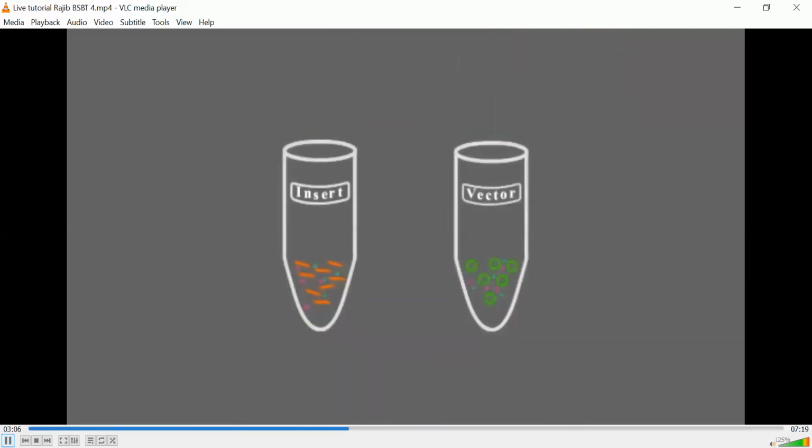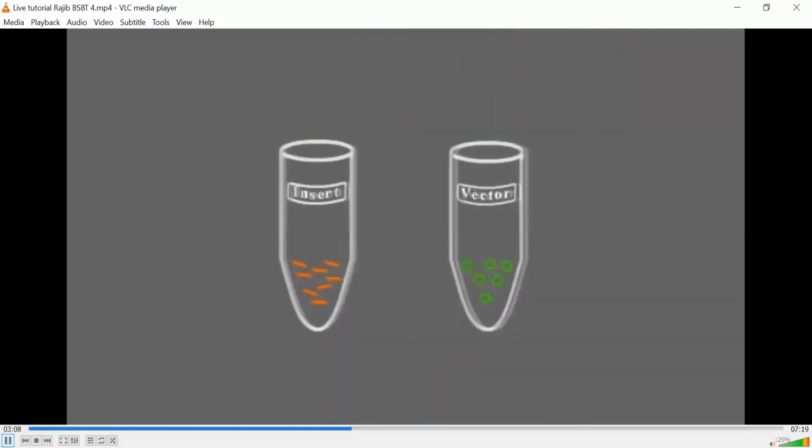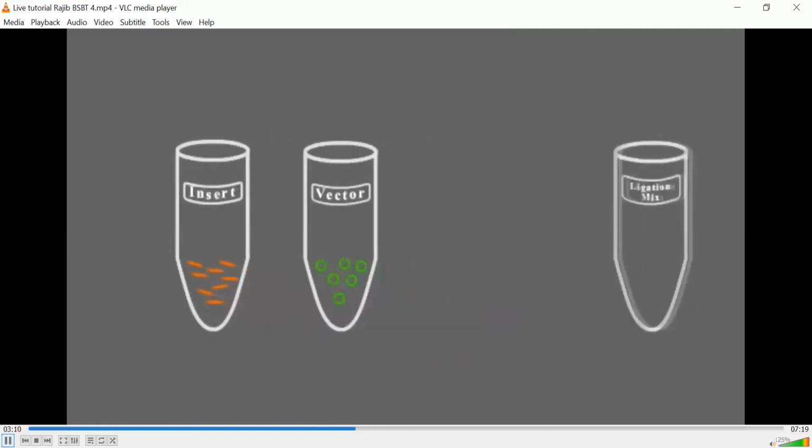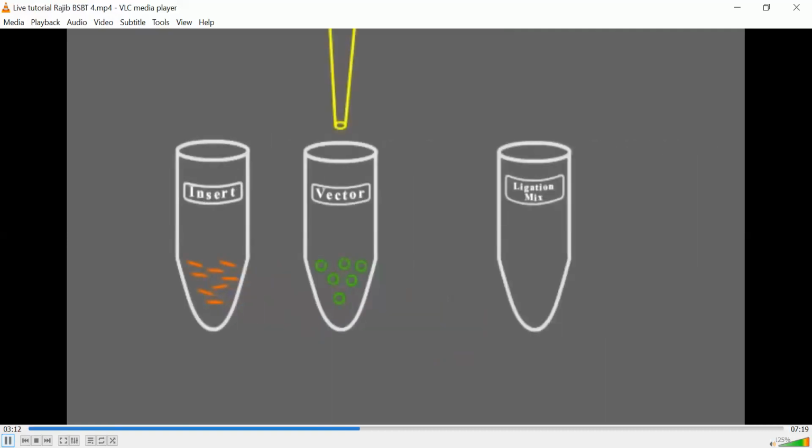After their ends have been prepared with restriction enzymes, vector and insert are combined together, and another enzyme called DNA ligase is added to the mix.